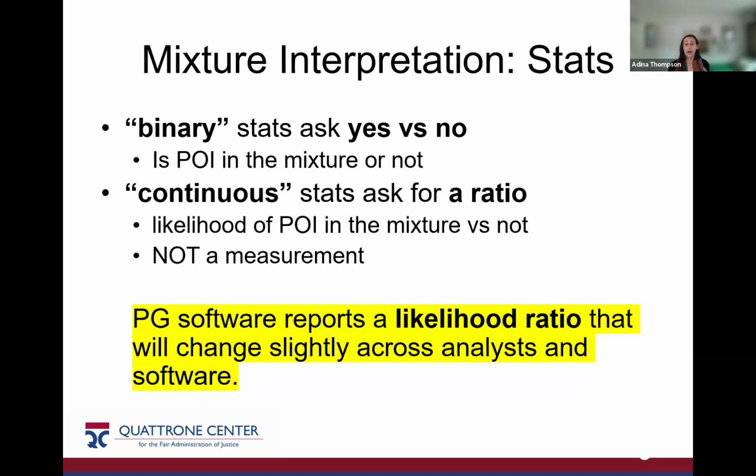Continuous statistics are looking for a ratio. They're not looking for a yes or no question. They're looking at the likelihood that the person of interest is in the mixture versus the likelihood that they're not. It's not a measurement, it's an estimate.